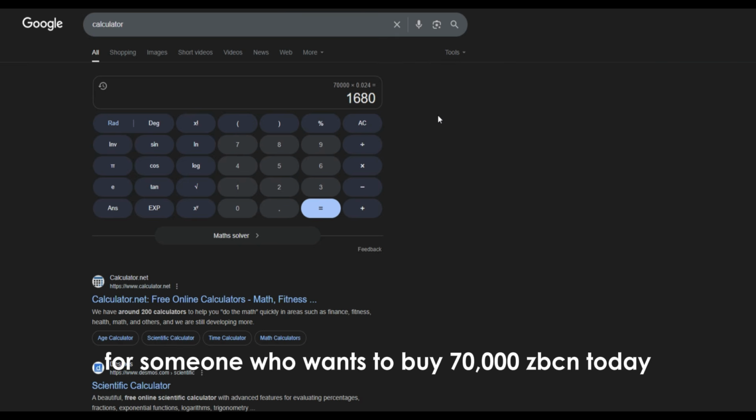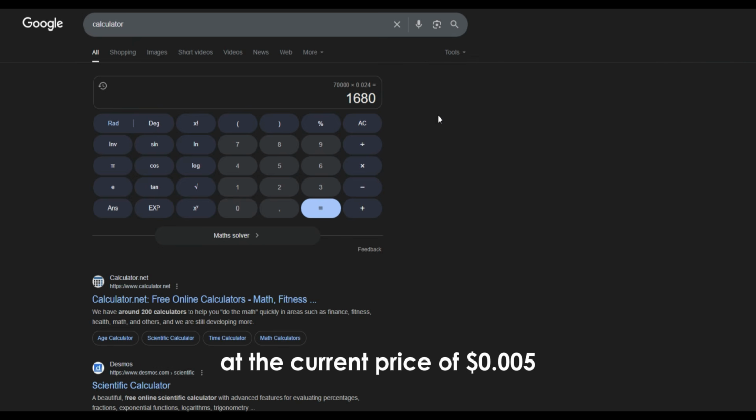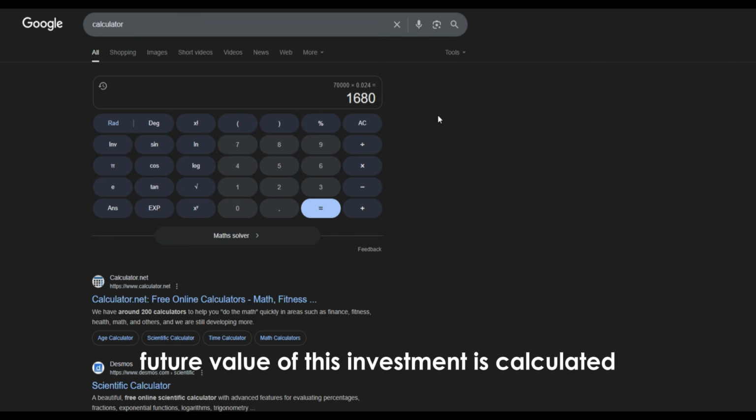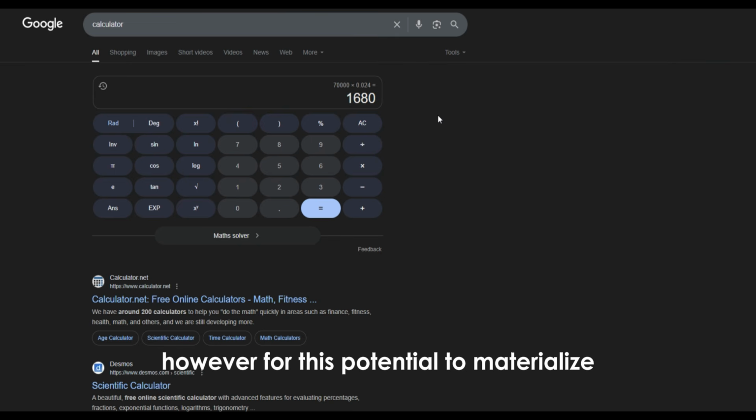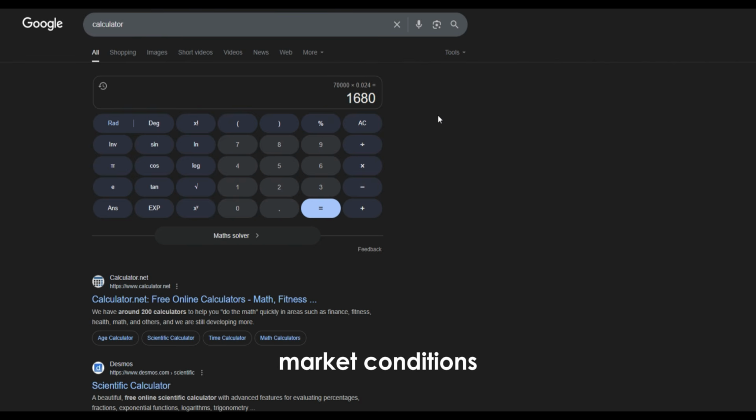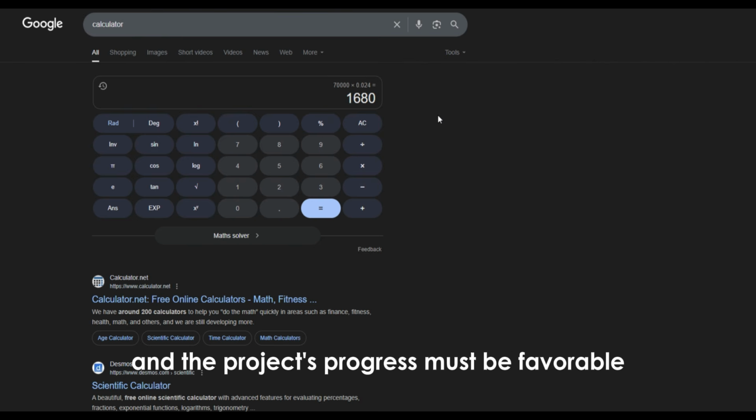In summary, for someone who wants to buy 70,000 Zbcn today, at the current price of $0.005, they would need to spend $350. However, when the potential future value of this investment is calculated using the target price of $0.024, it is around $1,680. This means the investment could increase by approximately 4.8 times, which is quite an attractive growth rate in the cryptocurrency world. However, for this potential to materialize, market conditions and the project's progress must be favorable.